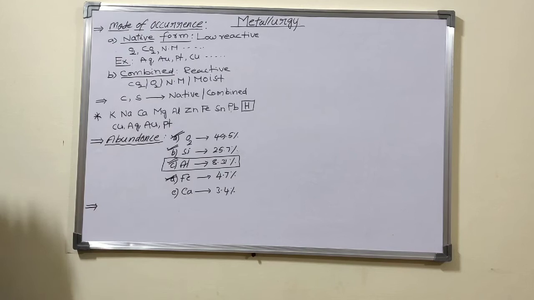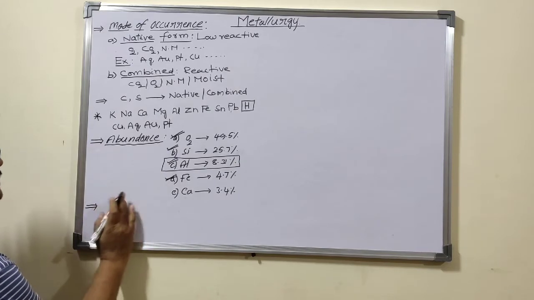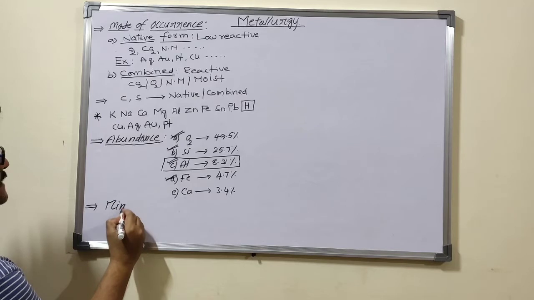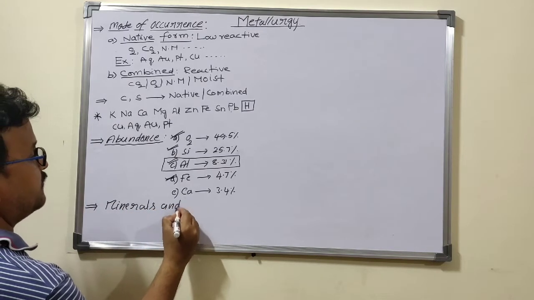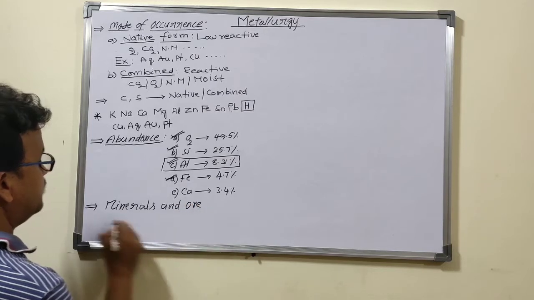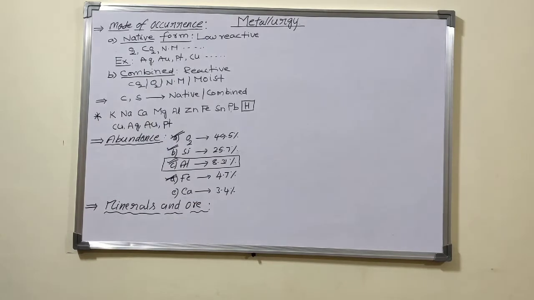Generally, elements are found in the earth's crust in the form of minerals and ores. What is meant by mineral and ore? Let me go through what is meant by mineral.